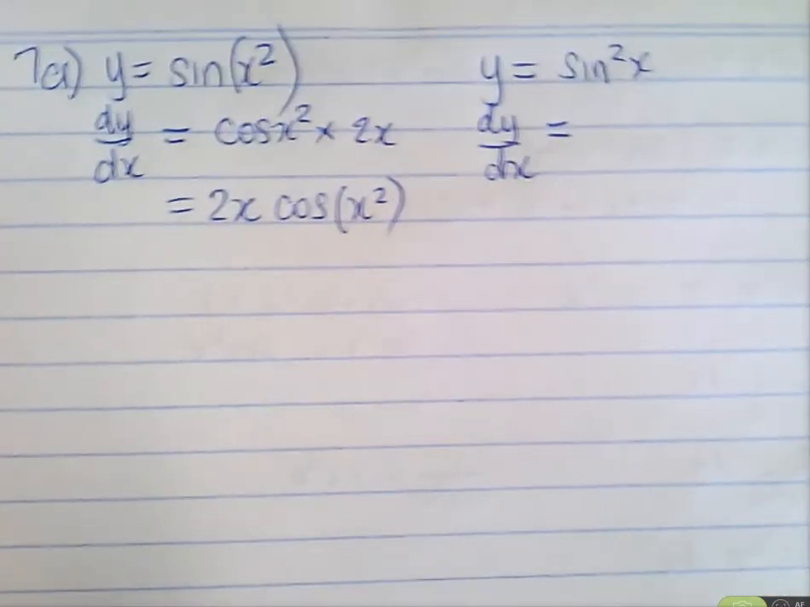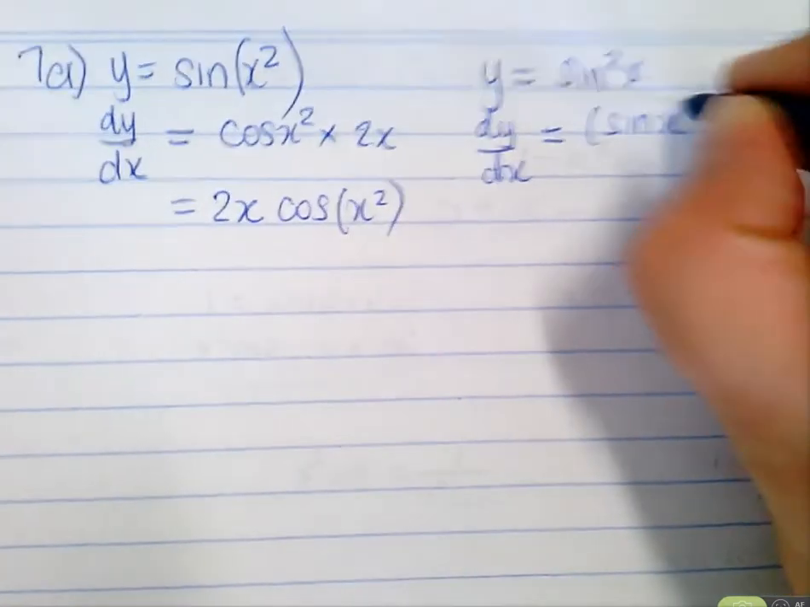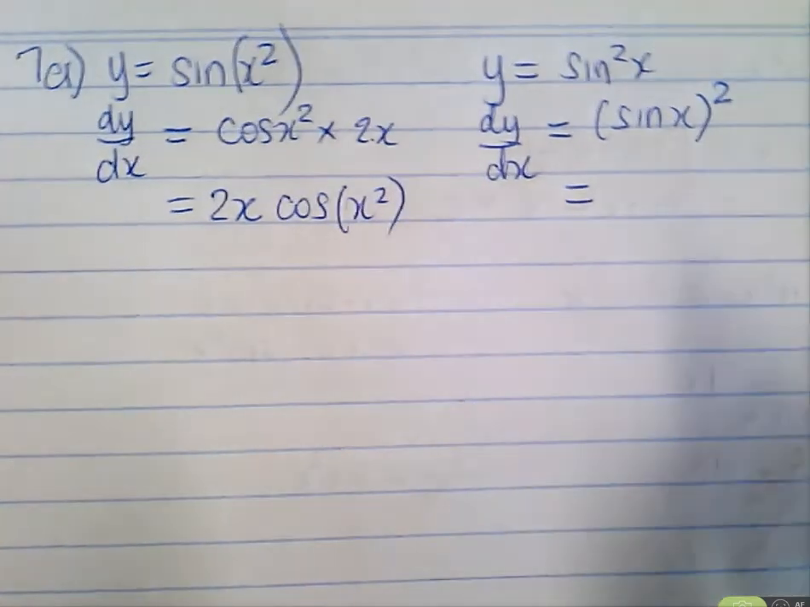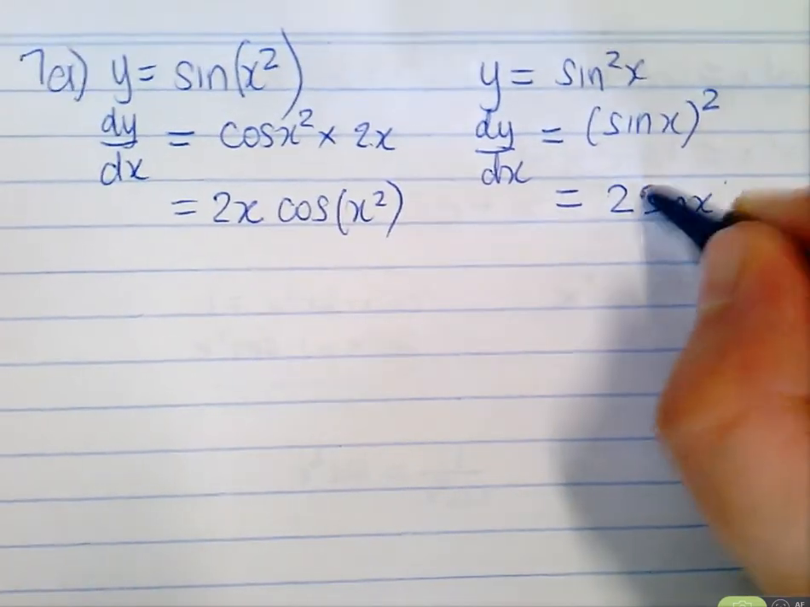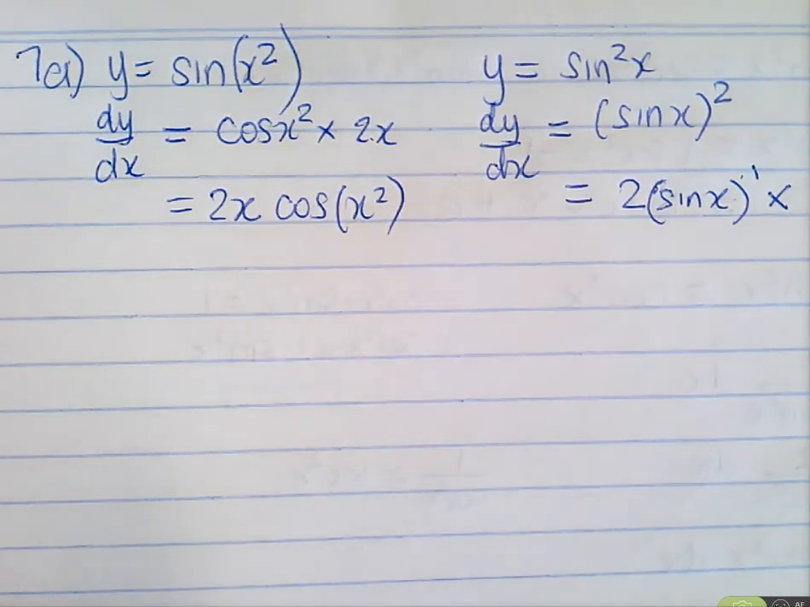But what about the next one? What does sine squared x mean? Sine x all squared. So you're sort of going back to what we did last year. If you had something squared, how would you differentiate it? You do 2, you write it out, you drop the power by 1, times differentiate what's inside. So this, on your formula sheet, is not really there.